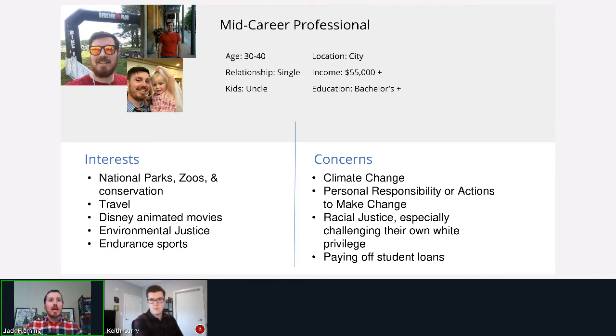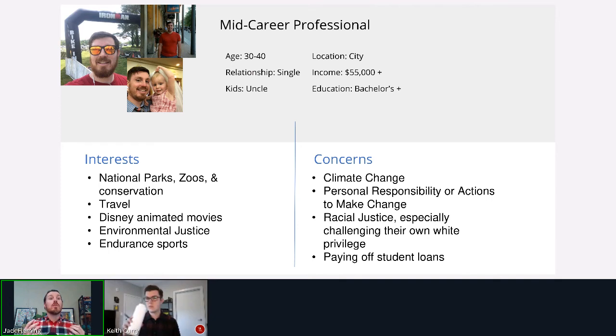Totally recognizing Disney has a very complicated history of enforcing racial stereotypes, and is doing work on that. But their public perception, and so people that identify with Disney animated movies, can be a proxy for family-oriented. And then along with the outdoor travel, people that are interested in endurance sports: marathons, 5Ks, triathlons, somebody that's just out and about. That may be a leading indicator of their interest in conservation.